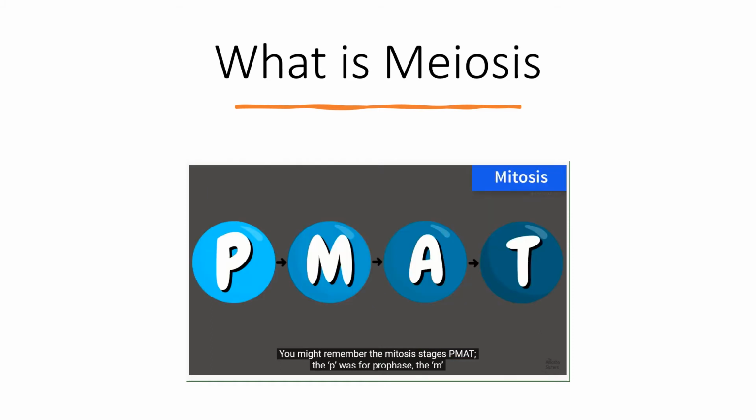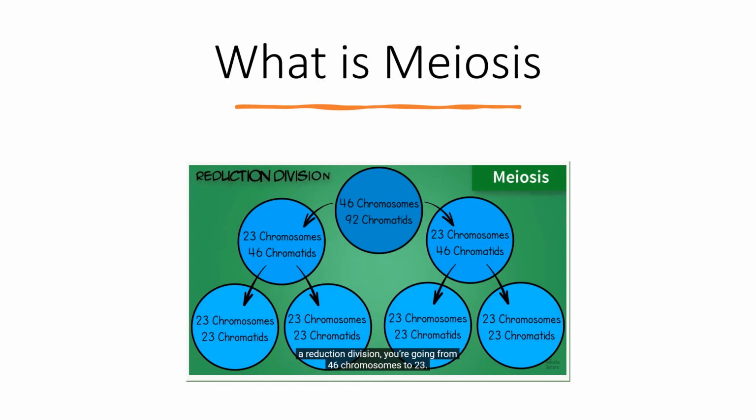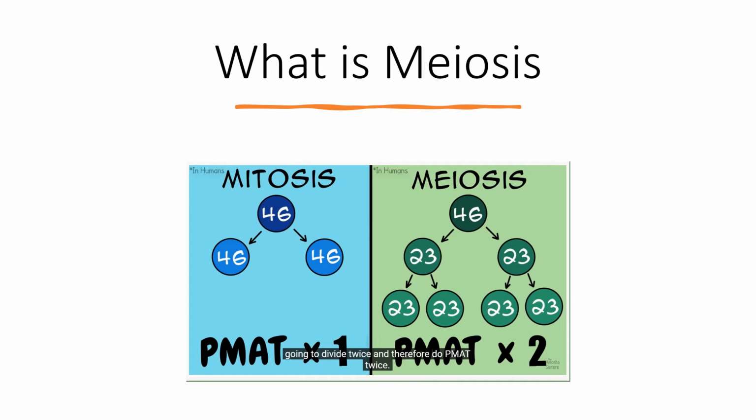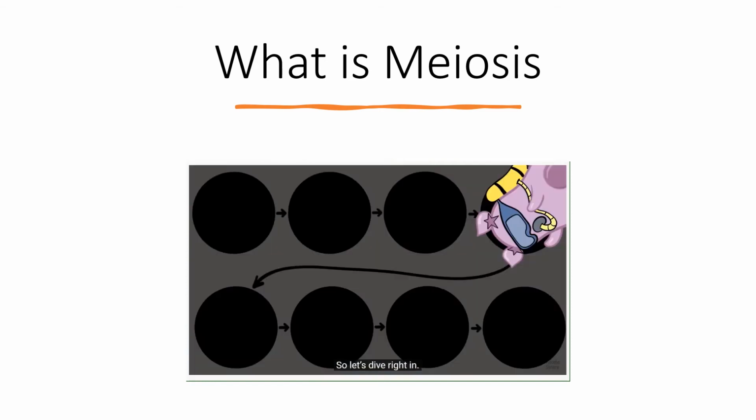You might remember the mitosis stages PMAT. The P was for prophase, the M was for metaphase, the A for anaphase, and the T for telophase. And the good news is that in meiosis, you still use those terms. But because meiosis is actually a reduction division, you're going from 46 chromosomes to 23, which means you actually divide twice. So instead of mitosis, where you divide one time and do PMAT one time, in meiosis you're going to divide twice, and therefore do PMAT twice. And because of this, in meiosis, you put numbers after the phases to indicate whether you're in the first division or the second division. So let's dive right in.